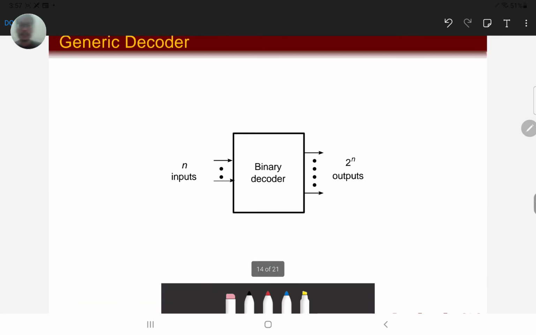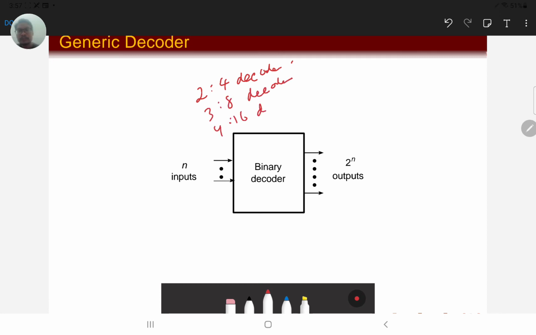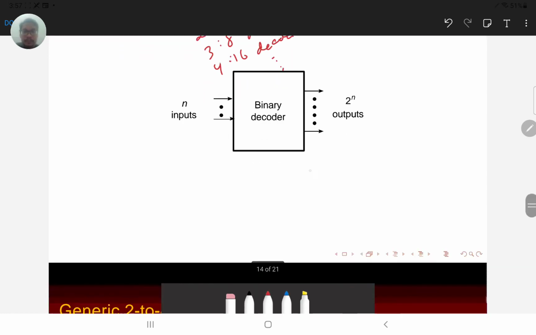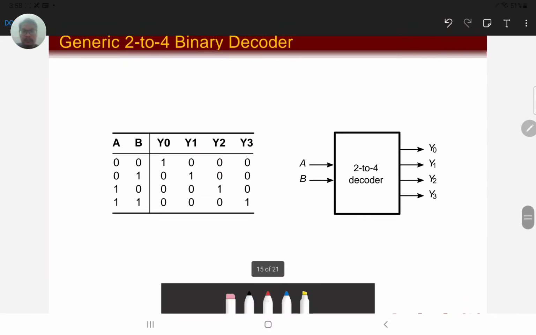Okay, let's proceed with the binary decoder. A decoder is different from the multiplexer. The decoder has n inputs and 2 to the power n outputs. For example, we can have a 2 to 4 decoder, a 3 to 8 decoder, a 4 to 16 decoder, and so on. Let's see how the decoder works, and we're looking at the simplest one, which is a 2 to 4 decoder. So how does the 2 to 4 decoder work?